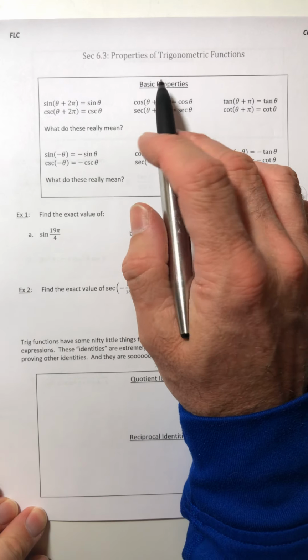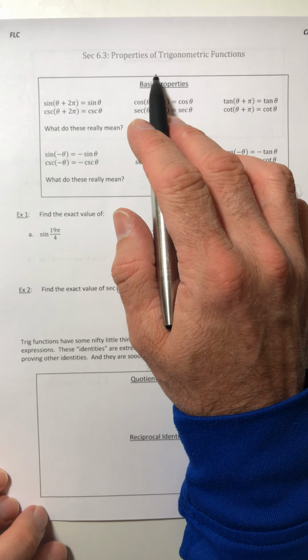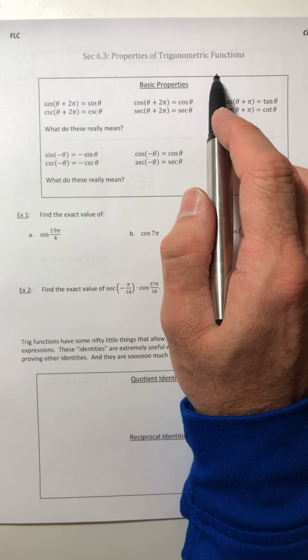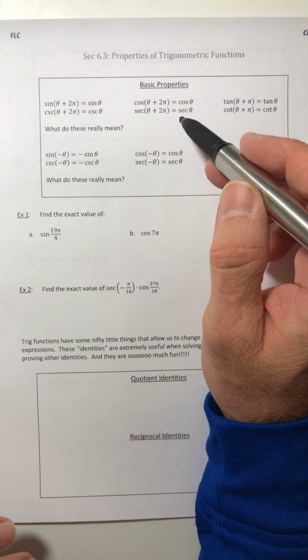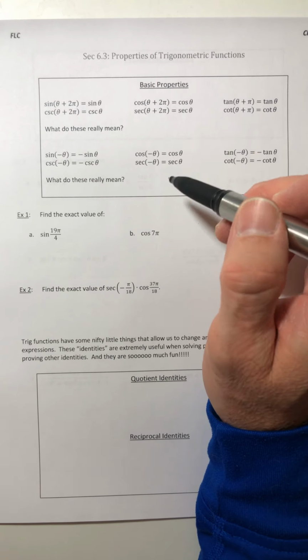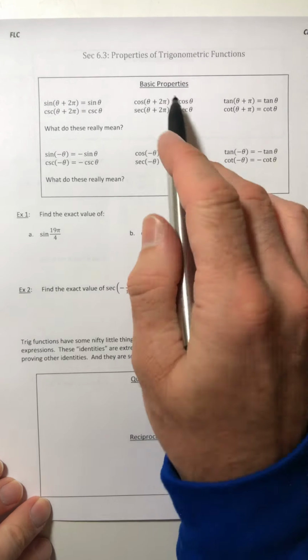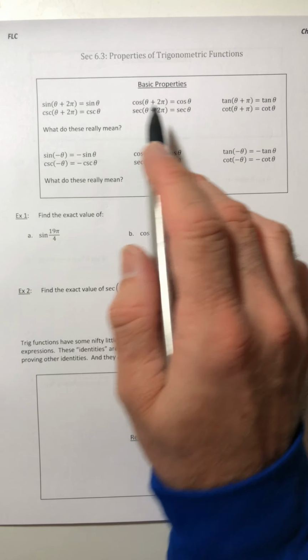All right, mathletes, we are going to go over section 6.3, and we're going to look at some of the properties that trig functions have. We've seen how to evaluate them in a couple different ways, so let's talk about some of the properties. So here's a couple of the basic ones.